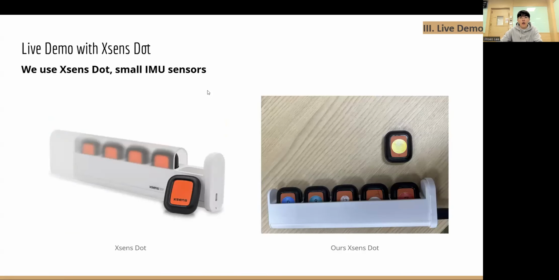And we tried out a live demo using our own IMU sensor, the XNStat. The paper used an IMU sensor from the same company as XNStat but of a different type, and we decided to use XNStat since they are smaller and newer.